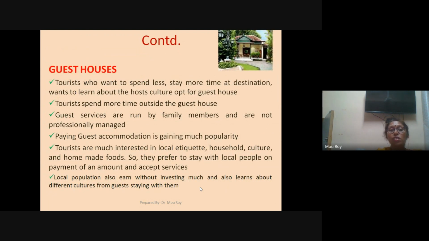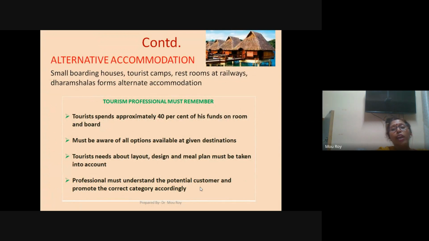Now, there are also guest houses, we have dak bungalows, which are located in the forest areas. And there are paying guest accommodations. Also, when you rent these guest houses, the local population also earns without needing to invest much, and learns about different cultures from the guests staying with them. Okay. And we have all these alternative accommodations. What are alternative accommodations? Small boarding houses, tourist camps, circuit houses, dak bungalows, the YMCA, Young Men's Christian Association. These dharmashalas also form the alternate accommodation.